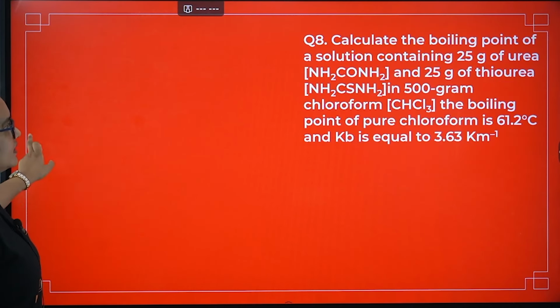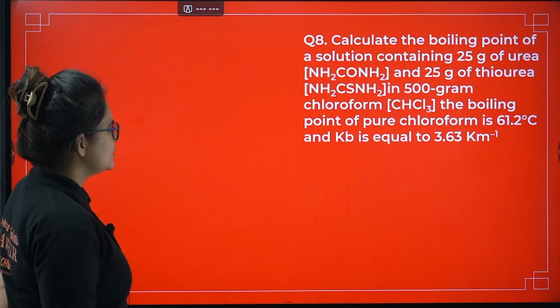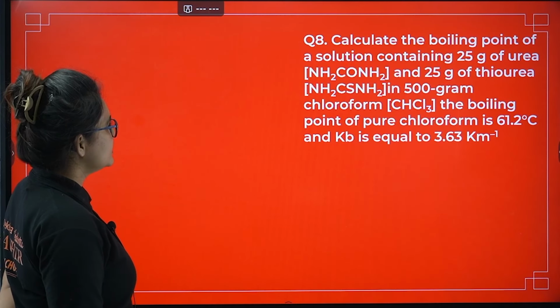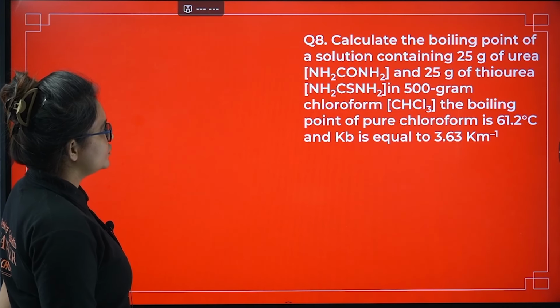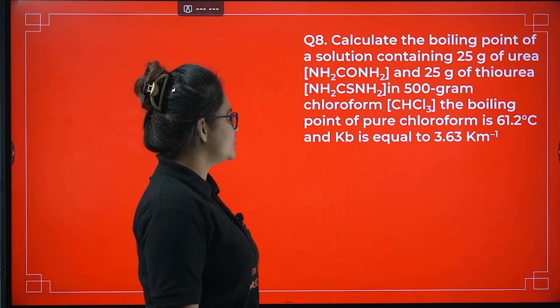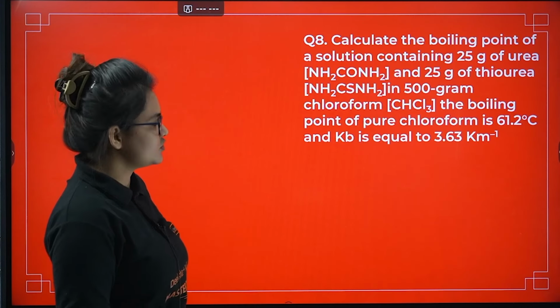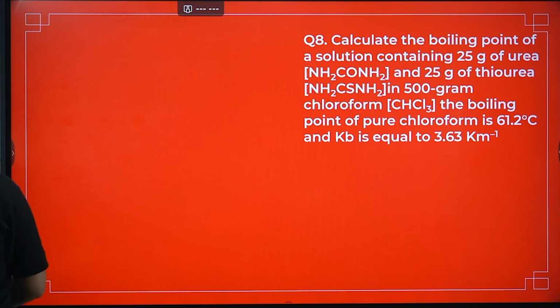Let's go ahead with the next problem. Calculate the boiling point of a solution containing 25 gram of urea and 25 gram of thiourea in 500 gram chloroform. The boiling point of the pure chloroform is basically 61.2 degrees Celsius, given. Kb is also given. Fine. So first we will just write down the information.